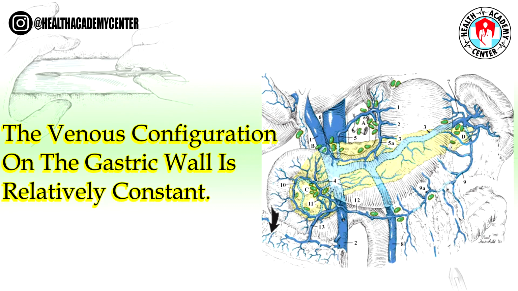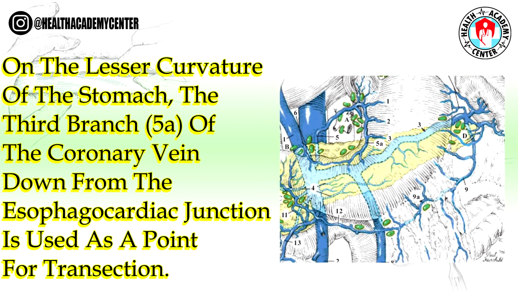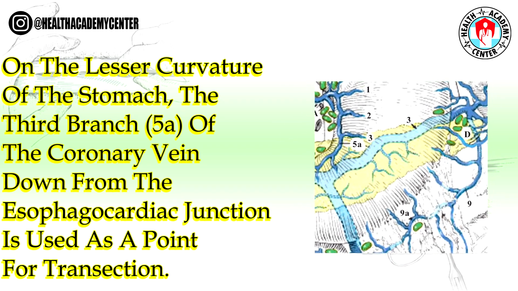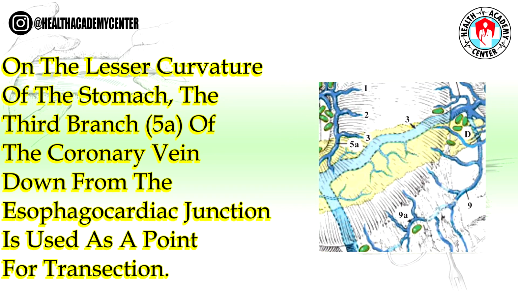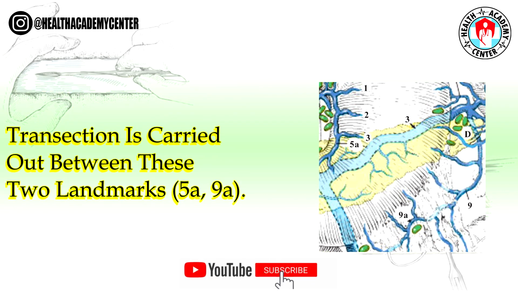The venous configuration on the gastric wall is relatively constant. In performing a conservative hemigastrectomy, venous landmarks can be used to locate the proximal line of resection. On the lesser curvature of the stomach, the third branch, 5A, of the coronary vein down from the esophagocardiac junction is used as a point for transection. On the greater curvature of the stomach, the landmark is where the left gastroepiploic vein, 9, most closely approximates the gastric wall, 9A. Transection is carried out between these two landmarks, 5A, 9A.